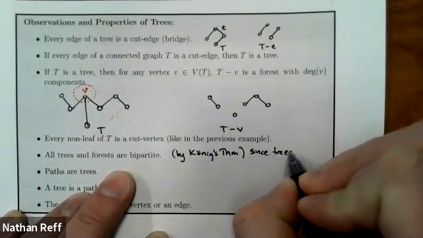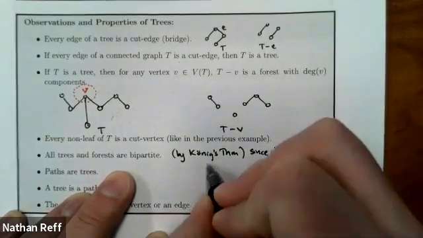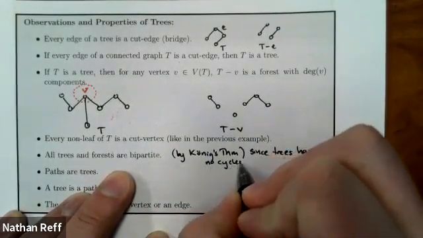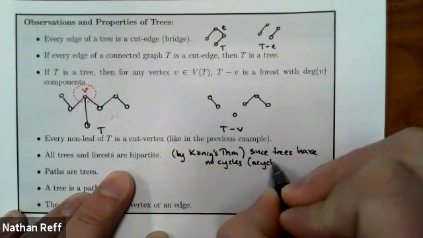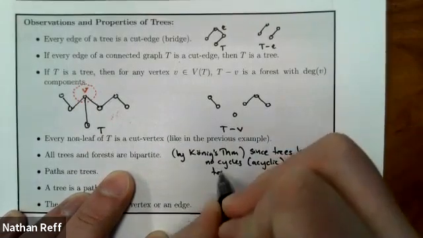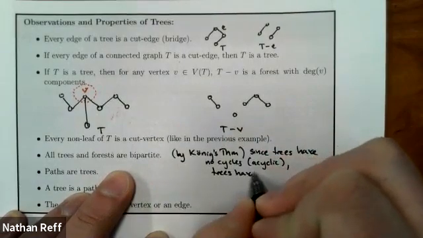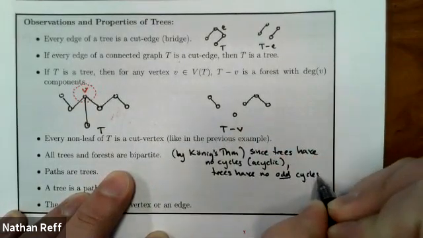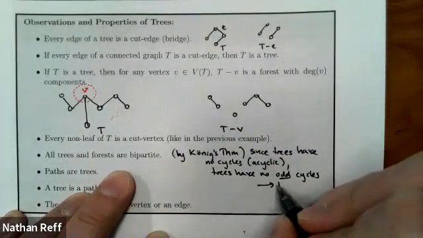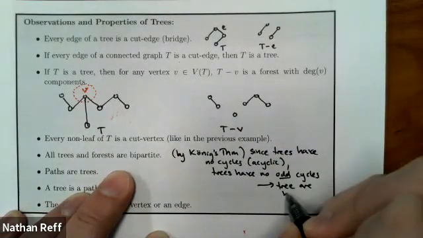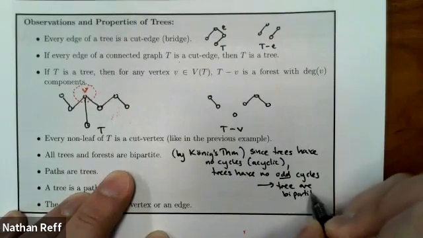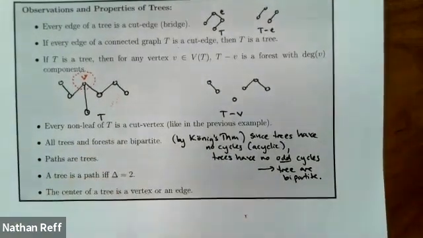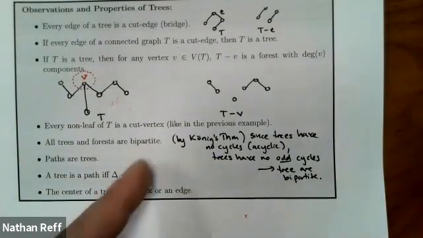since trees have no cycles, in other words, they're acyclic, trees definitely have no odd cycles. So trees are bipartite. Well, that's nice. Now we have some structural classification of trees that could be interesting.